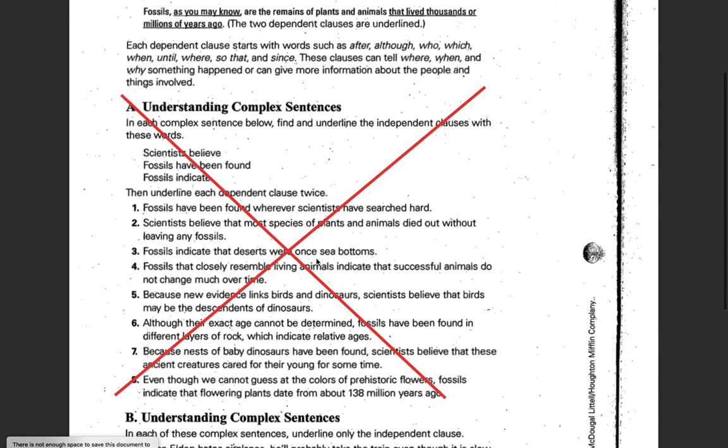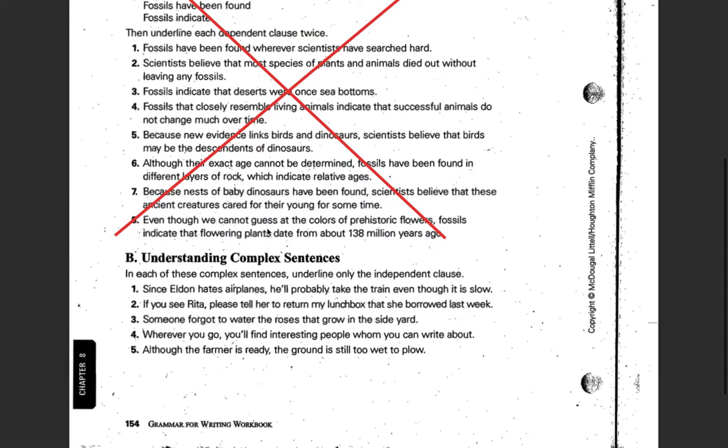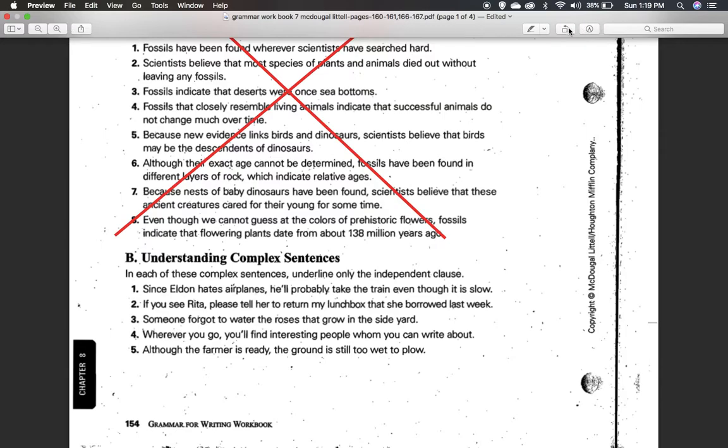As you can see, I've crossed out the first exercise for you because it's a bit complicated. We're going to be working on part B. I'm going to show you an example and you get to do the rest of the sentences on your own. In each of these complex sentences, underline only the independent clause. So what we need to do is read the sentence and underline the independent clause.